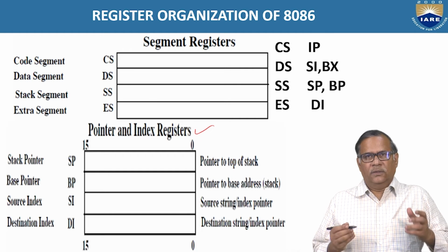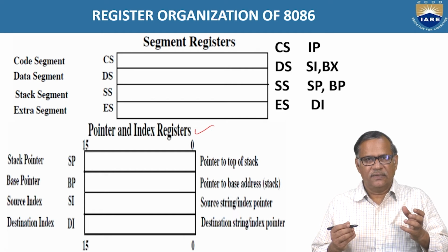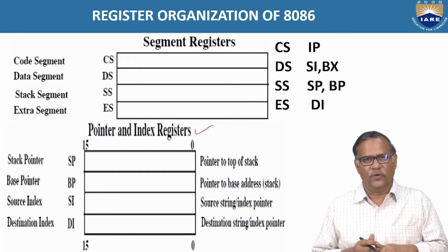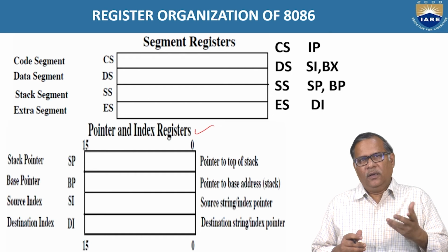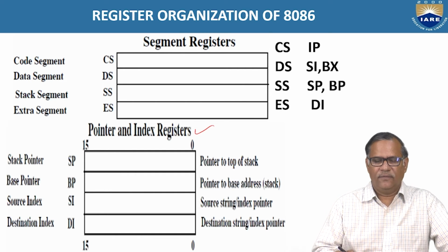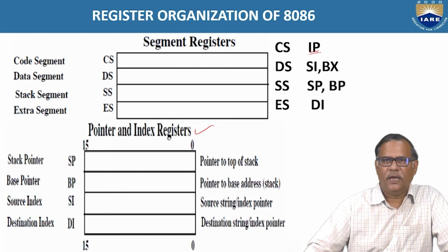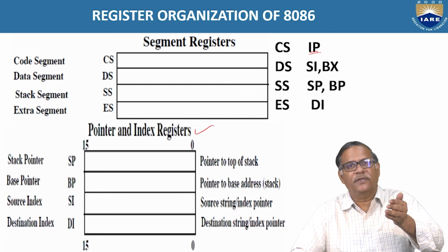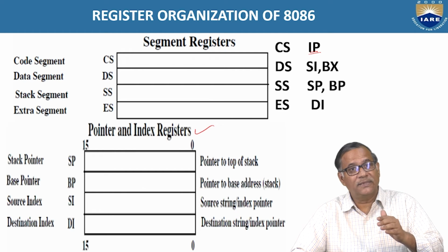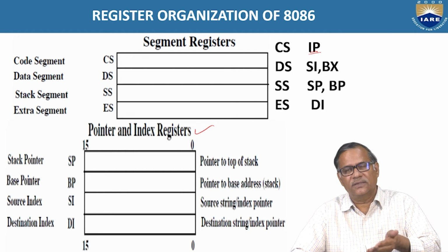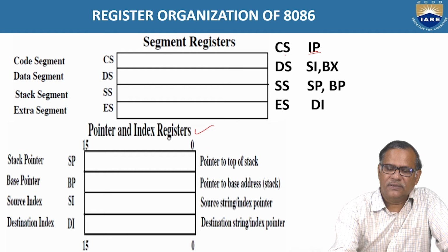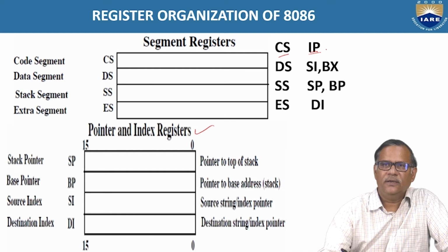Okay. So the CS register contains the base address of the executable code of the main program. And the corresponding offset register for CS is IP. So IP contains the offset address. So offset address indicates the distance of the memory location from the base address. The base address is stored in the segment register. The offset address is stored in the pointer registers. For example, let us consider the case of code segment. So code segment, the starting address is stored in the CS register and the offset address is stored in the IP register.